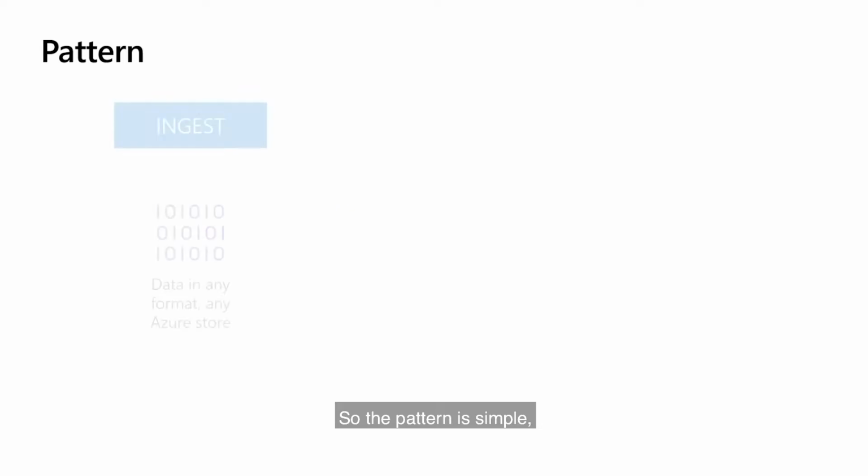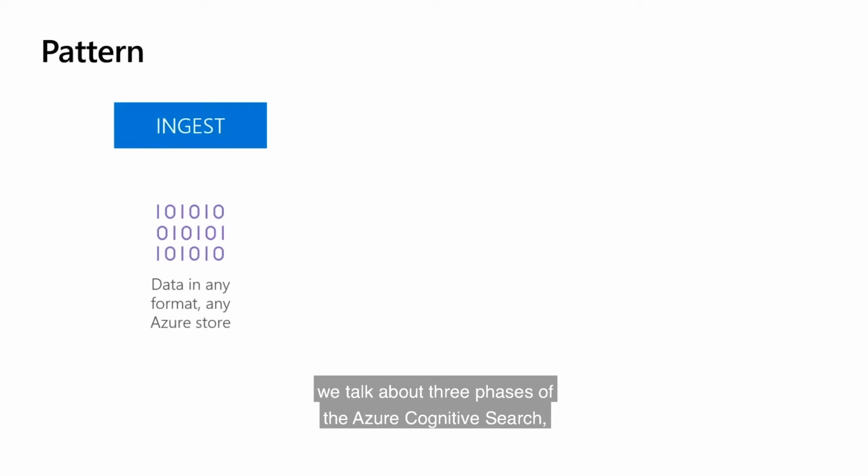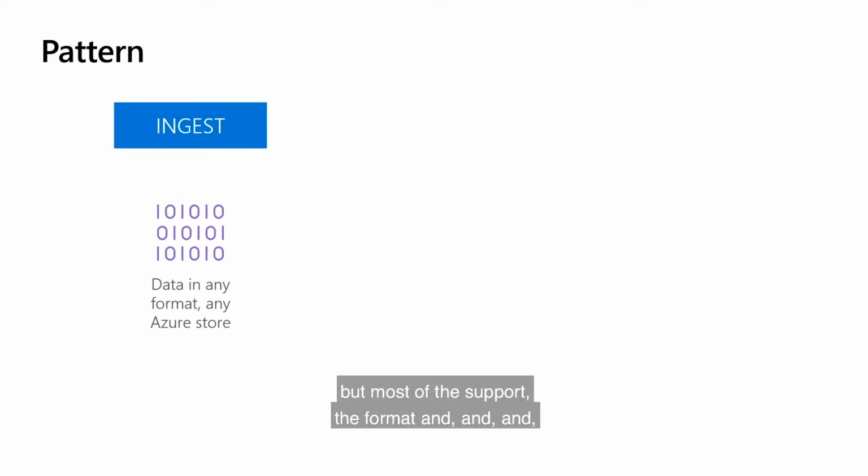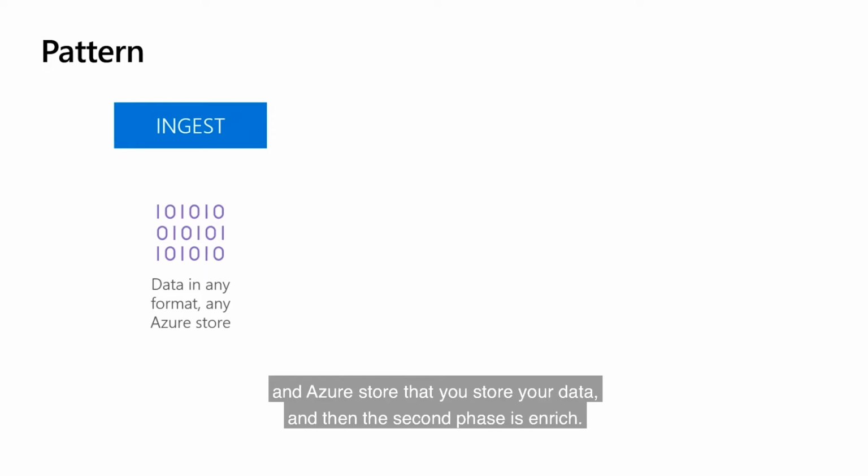So the pattern is simple. We talk about three phases of Azure Cognitive Search. What can it do for you? We ingest the data in any format, any Azure store, not really any actually, but most of the supported formats and Azure stores that you will store your data in.